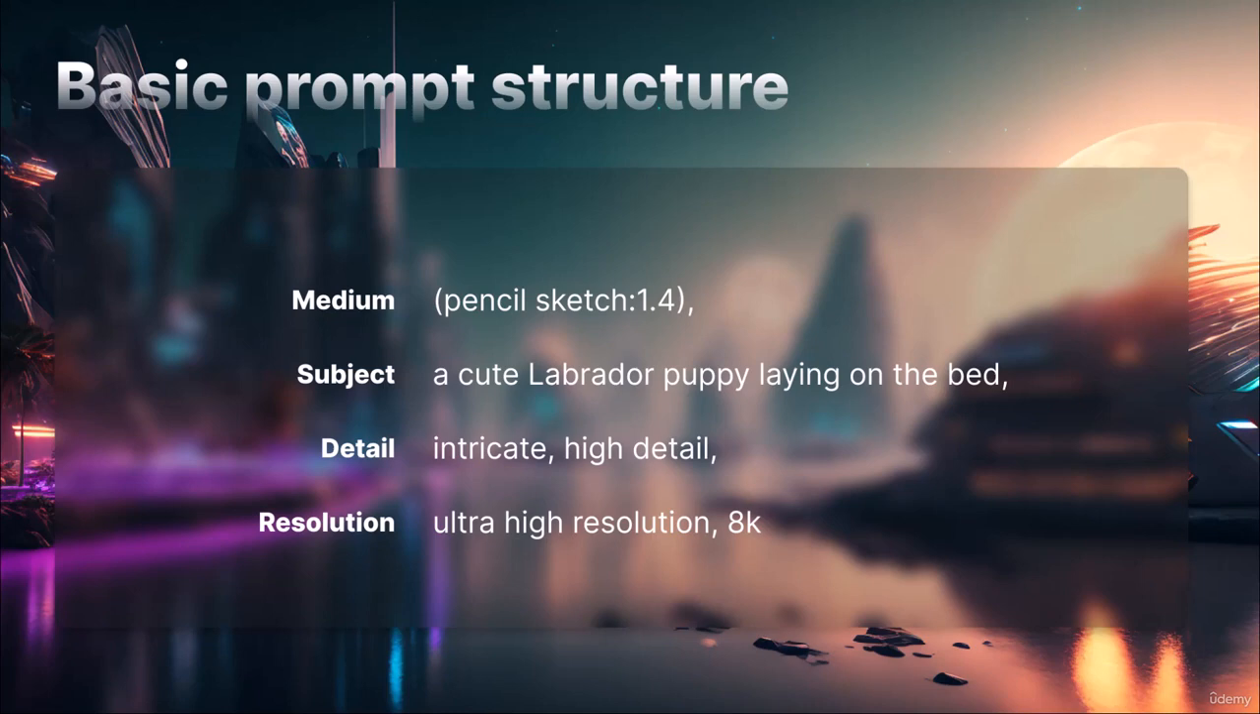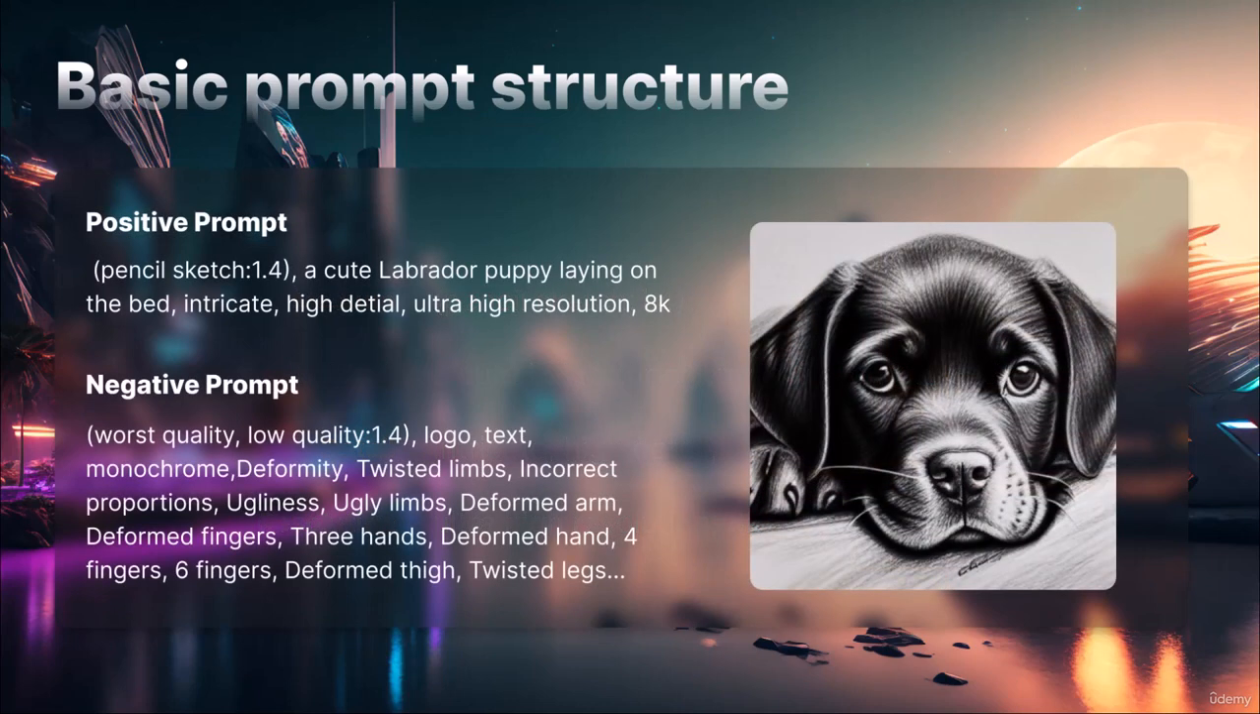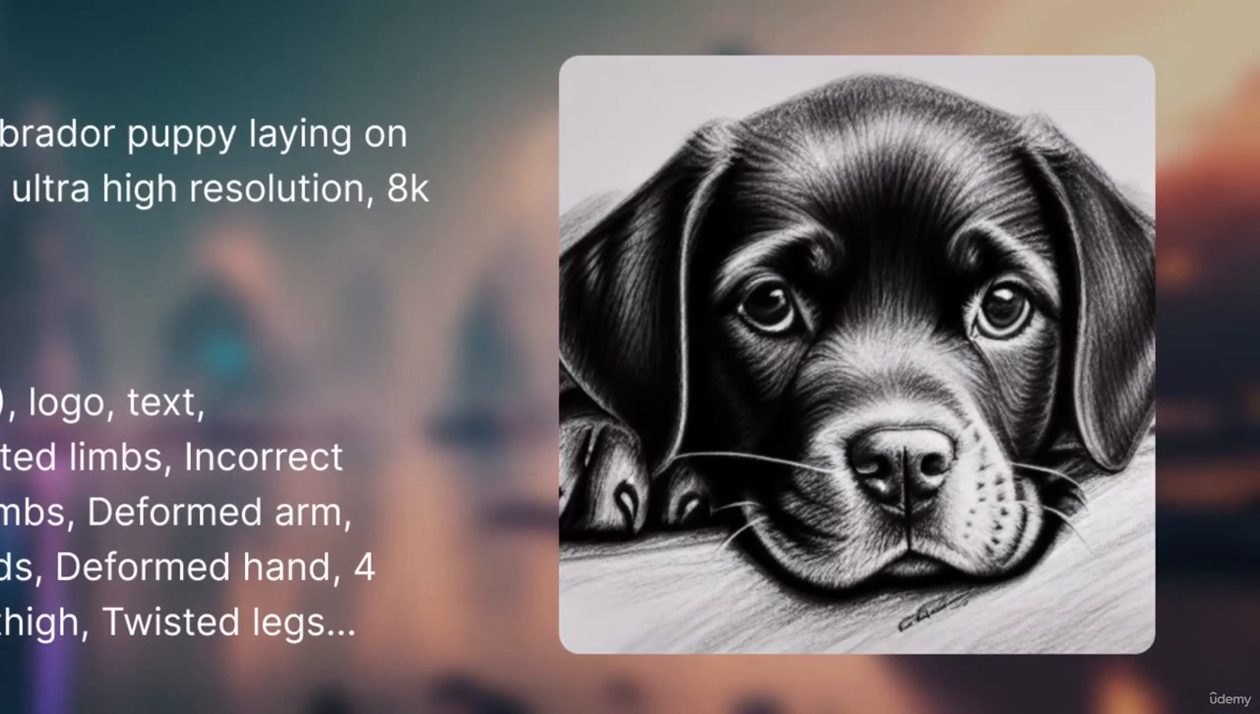Here, my image medium is pencil sketch, and I added a modifier of 1.4 to emphasize its importance. The main subject of the image is a Labrador puppy lying on a bed, and the image is complex with many details. The resolution is 8K. So now we have the image on the right, a pencil sketch of a Labrador puppy lying down. You can clearly see the sketchy strokes on the image.